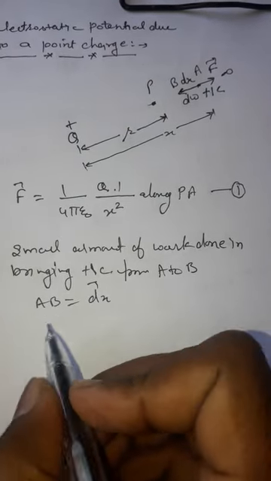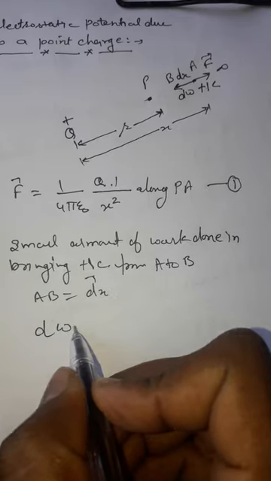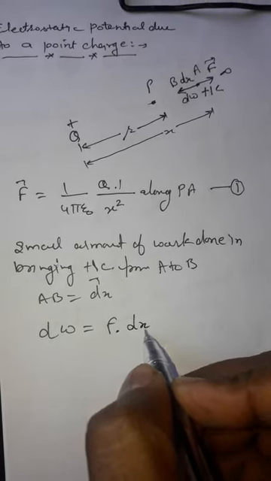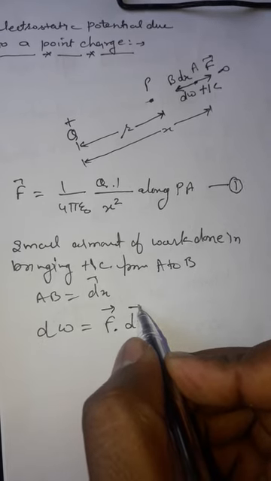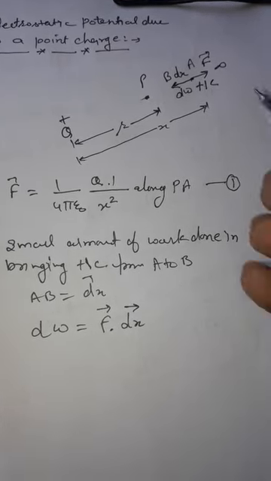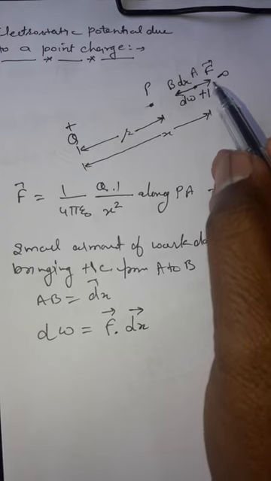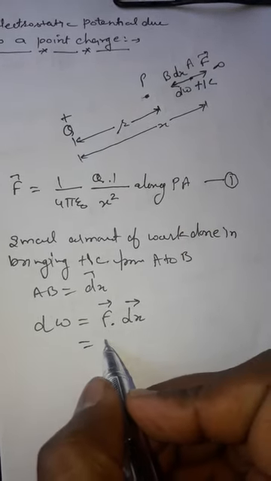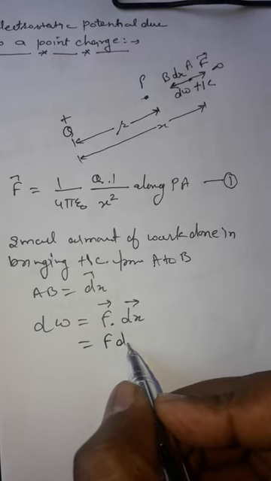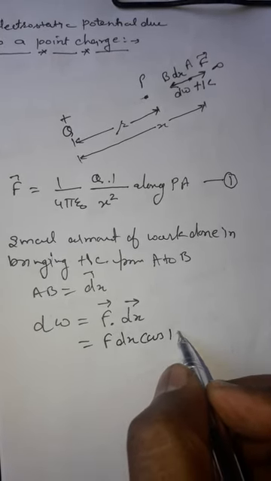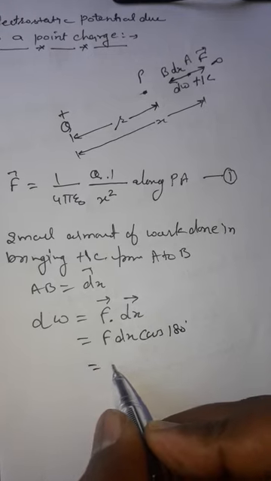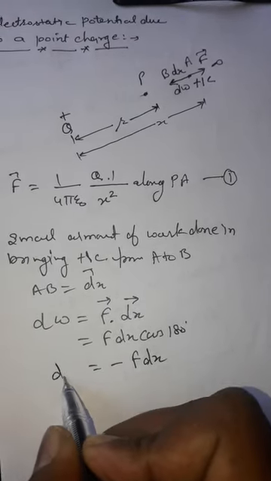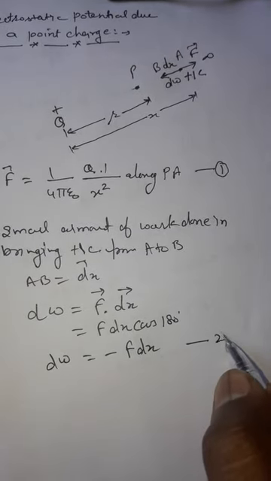We can say dW must be equal to force into distance, as force is a vector and distance is also a vector. From the diagram it is clear the force and the displacement are opposite, so we can write it as F dx cos 180, so we can say minus F dx. So this is the small amount of work done.